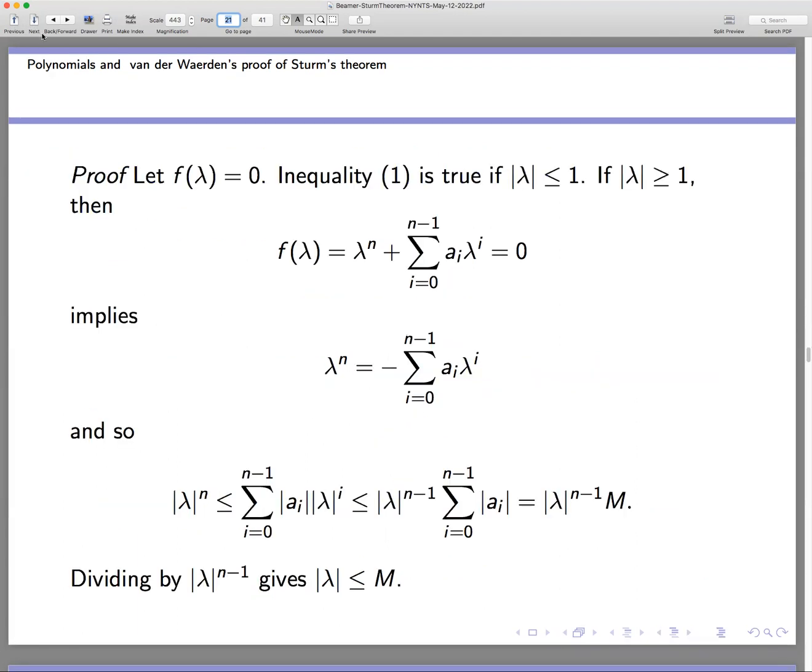And there's a kind of trivial proof, right? If lambda is a root, you let lambda to the n be equal to this, and you take absolute values. In the case when lambda is at least 1, lambda to the i is less than or equal to lambda to the n minus 1, so you divide by lambda to the n minus 1, and you get this estimate.